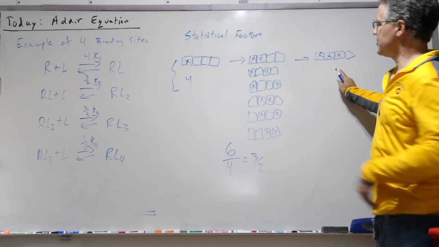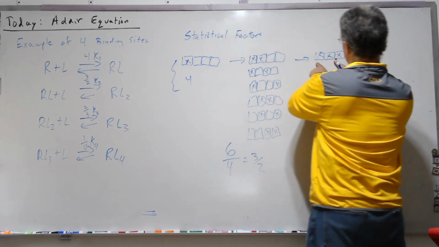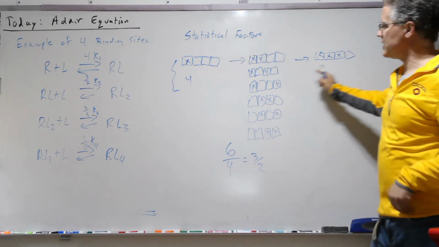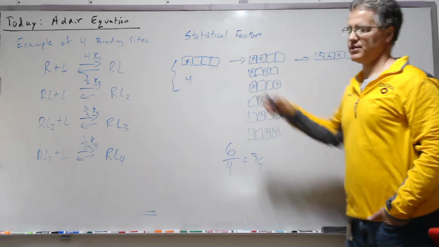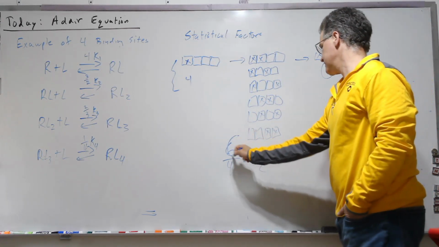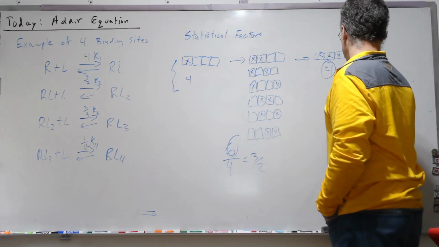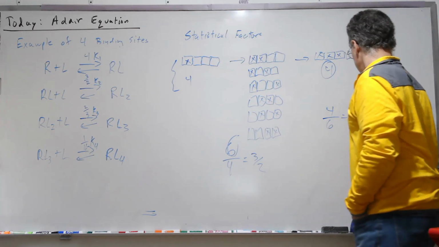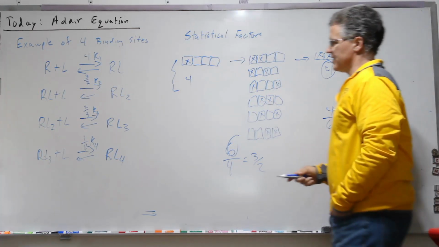And now we can use symmetry. So having 3 bound and 1 unbound is really the same statistically as having 1 bound and 3 unbound. So we're going to have 4 of these guys. So we came from 6, and we're going to 4. So we're going to have 4/6. So that's the 2/3 factor that's sitting right here.